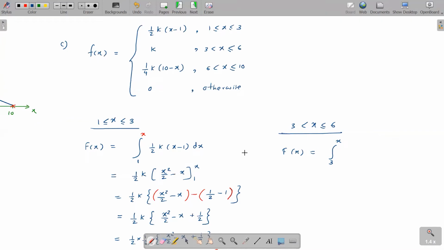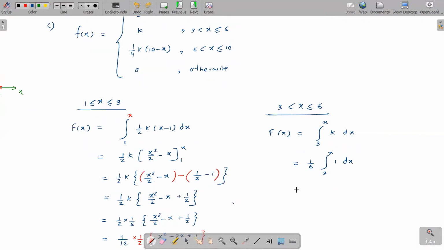Okay, and then you integrate. What's the function? We just have a k, right? K is a constant which we found as 1 over 6. Take it out and you are integrating simply 1 with respect to x. Because when it's a constant k, you can take it out of the integration or you can keep it in. Basically, when you integrate the 1, what do you get? 1 over 6 times x, with the limits 3 to x. 1 over 6 times x minus 3, right? When you input the limits, first you replace x with x, then you replace x with 3. So I have given the limits here.